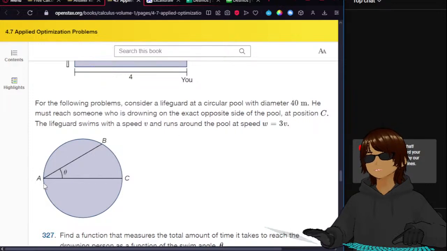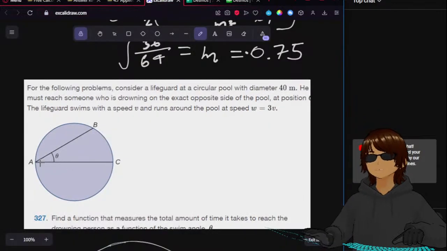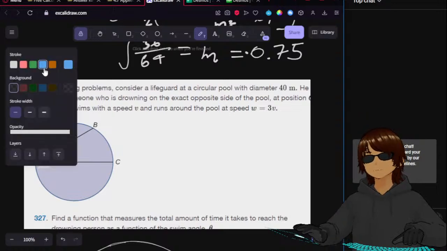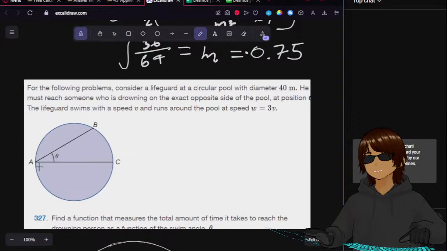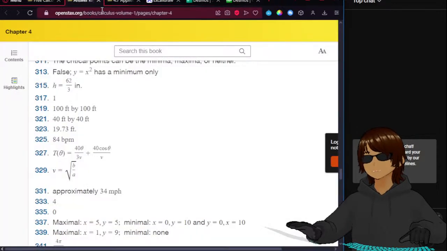So the lifeguard must reach at position C. I think it would make more sense if they're asking, like, the person would be drowning here. If the person would be drowning here, the lifeguard would be here. If he runs this much, then he swims. Then the answer would make sense.